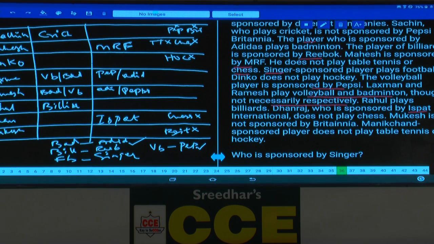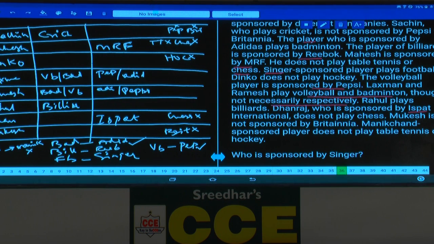As Mukesh Britannia is ruled out, then Manik Chand, sponsored player, does not play table tennis or hockey. Now the persons who play TT and hockey are not sponsored by Manik Chand. Manik Chand is ruled out. And this is the information provided, isn't it? Now from this information, we need to find out the game and the sponsors.